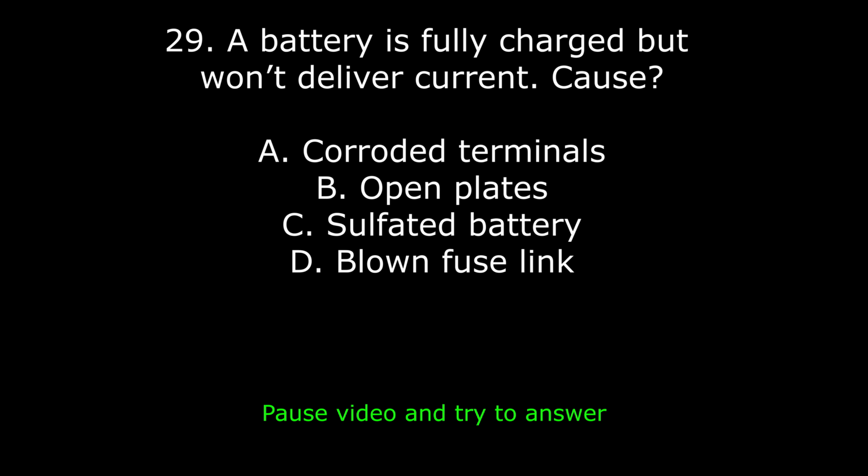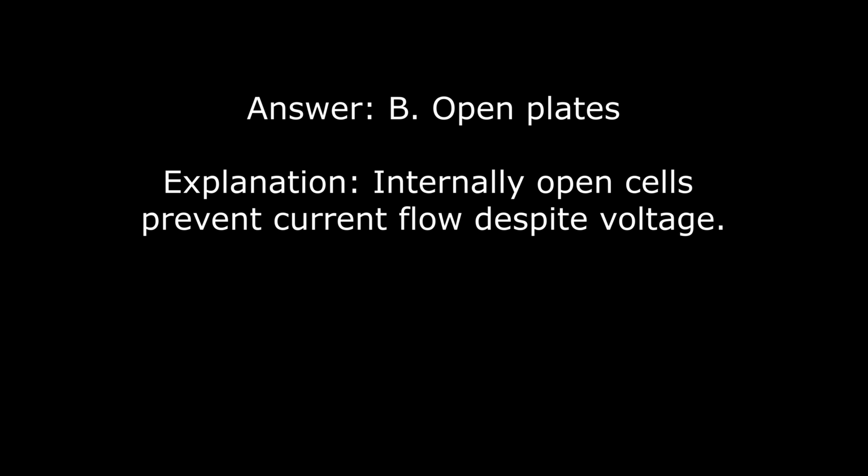29. A battery is fully charged but won't deliver current. Cause: A, corroded terminals. B, open plates. C, sulfated battery. D, blown fuse link. Answer is B, open plates. Explanation: internally open cells prevent current flow despite voltage.